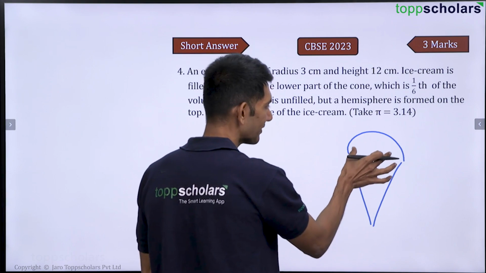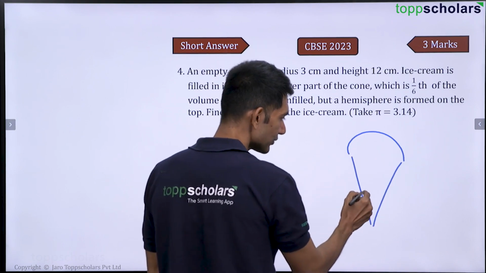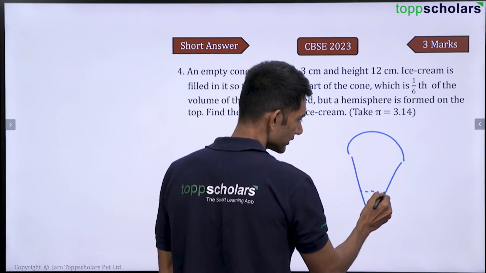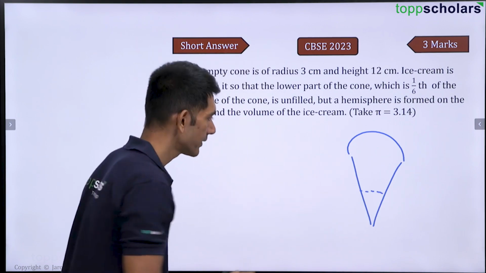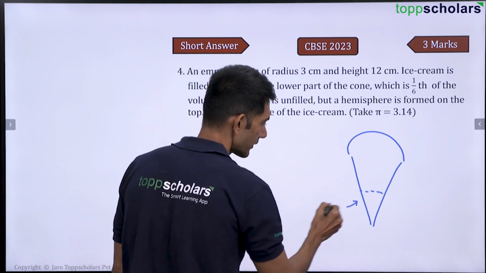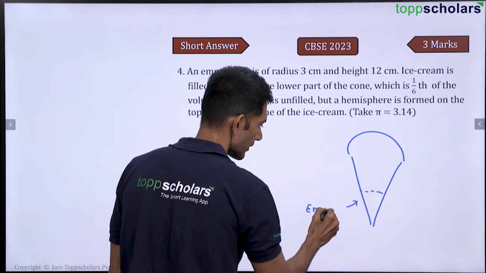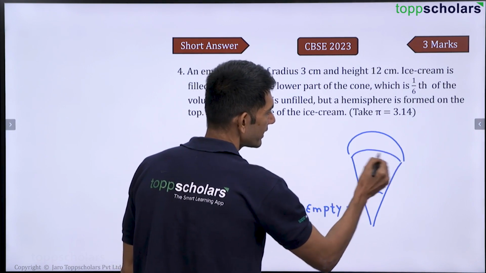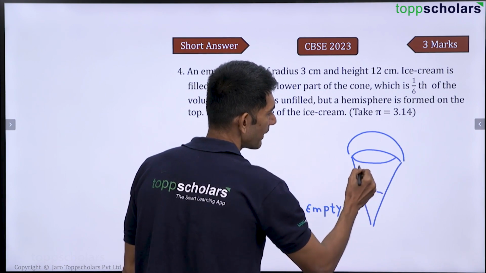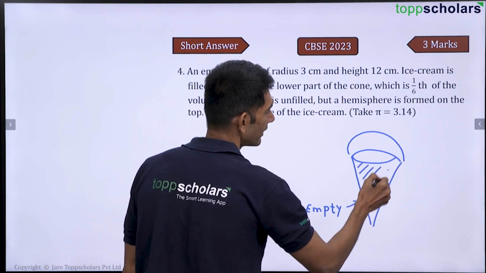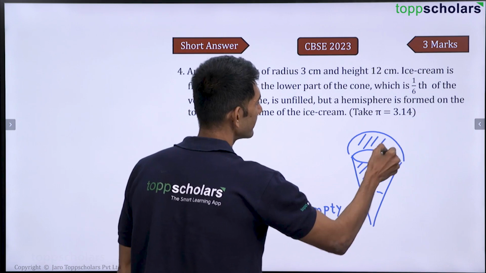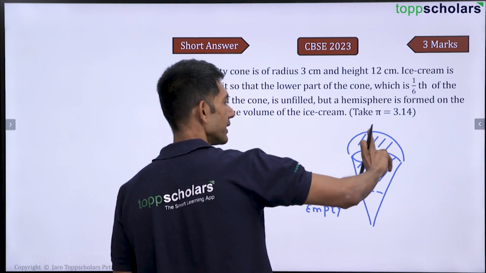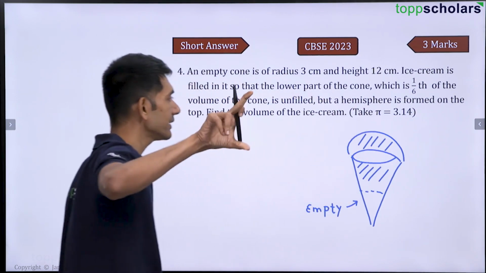Correct. And this ice cream also falls down. So suppose it is up to this. And this is the empty part. This part is the empty part. And obviously here is the cone. And this part is also filled with ice cream. And the upper part of course is filled with ice cream. We're supposed to find out the volume of the ice cream.